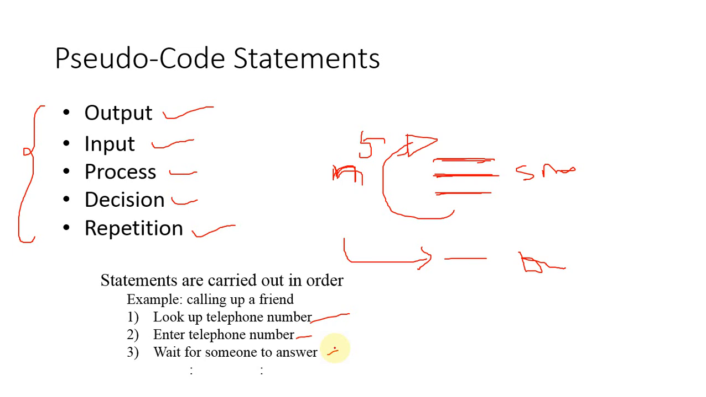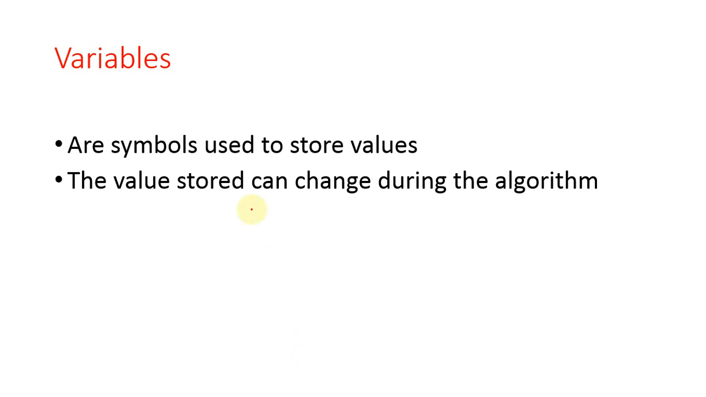Similarly, most of the time we are going to use variables. These are nothing but symbols used to store values. In the program we are going to say read n, and sometimes read a comma b. A and b are variables. In order to find the area of a triangle, you read the radius or length and breadth, in terms of, say, the area of a rectangle.